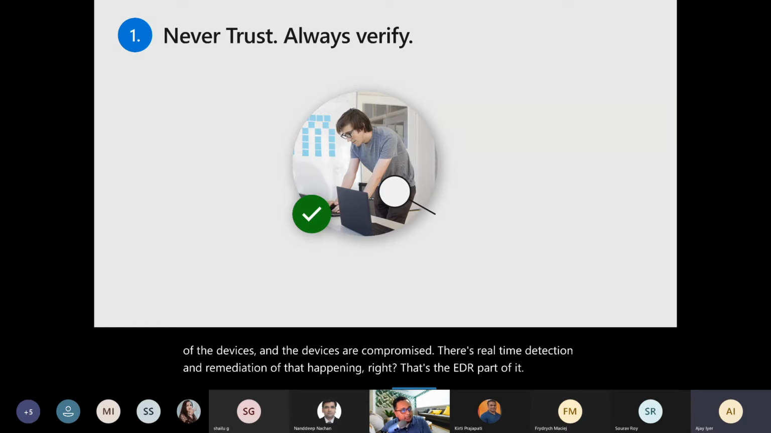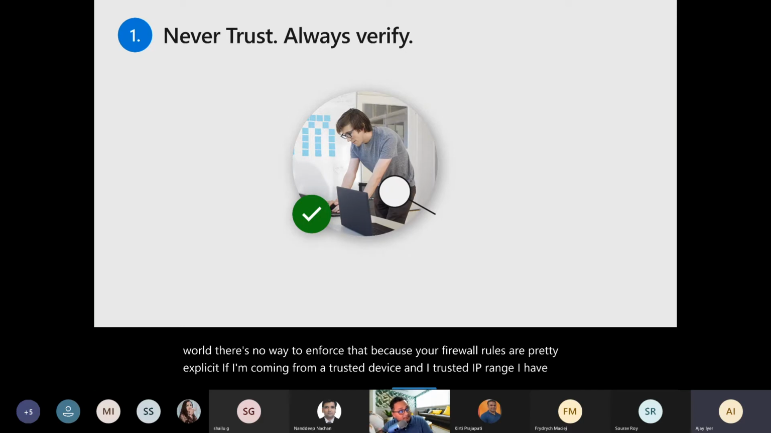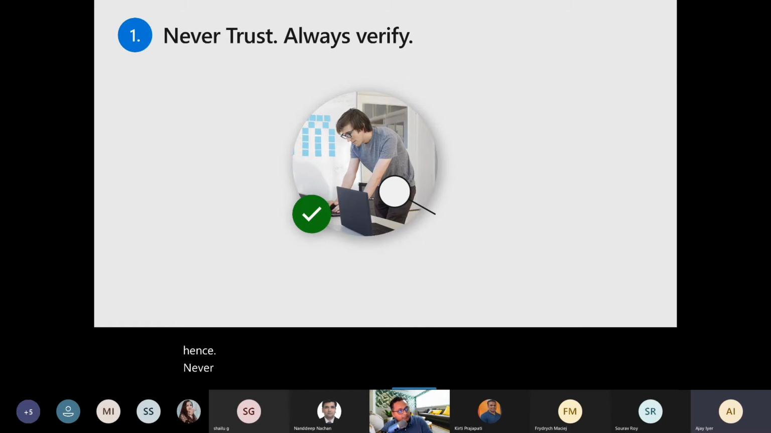But then it's basically saying, how can I take that EDR component and feed that back to my rules of access and say, hey, something changed on this device. This device cannot continue to have access to the services. But in the traditional world, there's no way to enforce that because your firewall rules are pretty explicit. If I'm coming from a trusted device and a trusted IP range, I have access. But what zero trust is saying is, at no point am I assuming implicit trust. Hence, never trust. At every given point, always verify, right? So that's the core principle ultimately of zero trust.